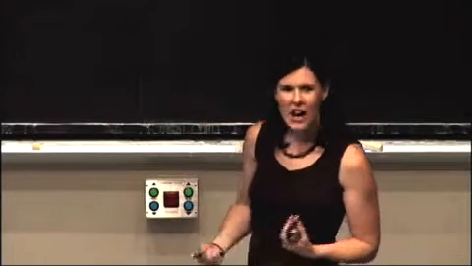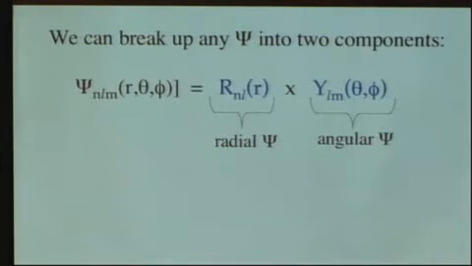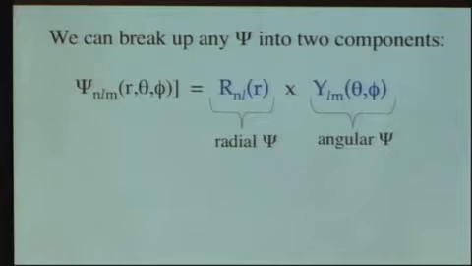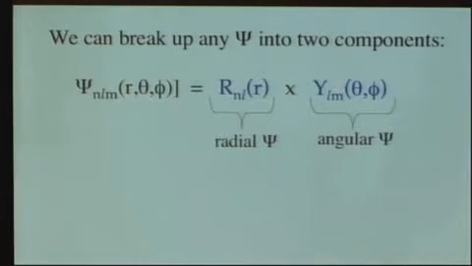It turns out that any wave function can be broken up into 2 components, called the radial wave function and the angular wave function. Essentially, we're just breaking it up into 2 parts that can be separated. The radial part is only a function of the radius of the electron from the nucleus. We abbreviate that as R, which is specified by 2 quantum numbers, n and l, as a function of little r, the radius. And we have the angular wave function, which is specified by l and m, and it's a function of the 2 angles describing the position of the electron, theta and phi.